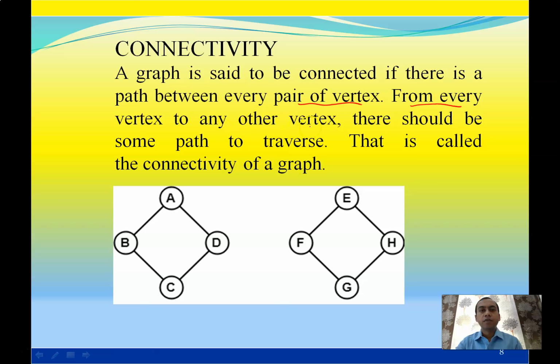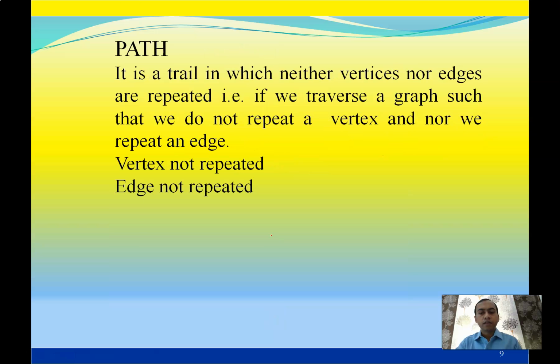From every vertex to another vertex, if we can traverse, that is called connectivity. So this is not a connected graph because there is no path from D to F to connect the graph. Next is the term called a path in graph theory.